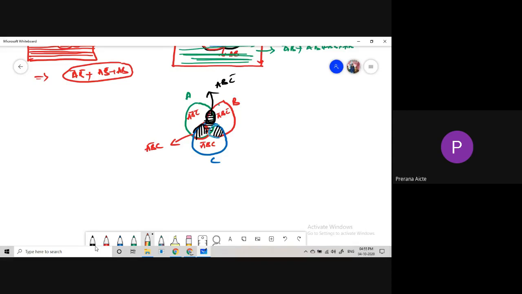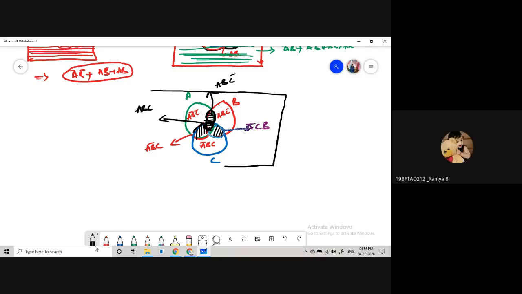Then the last one. If I take it like this, this portion is nothing but ABC, right? Yes, sir. How many terms are we getting here? Seven terms, right? One, two, three, four, five, six, seven. What about the last term? It is A bar B bar C bar.